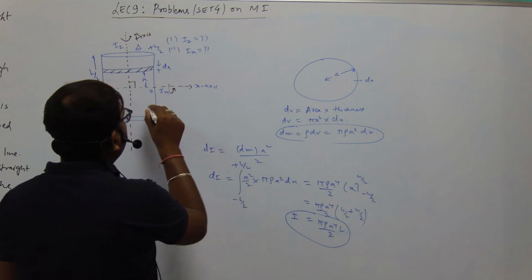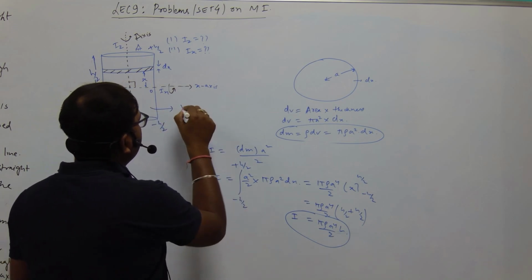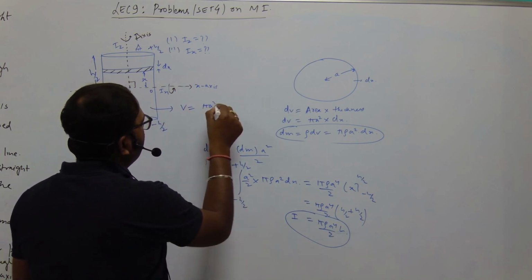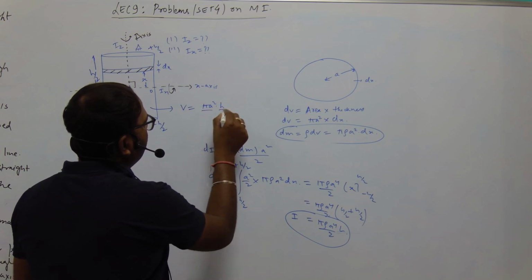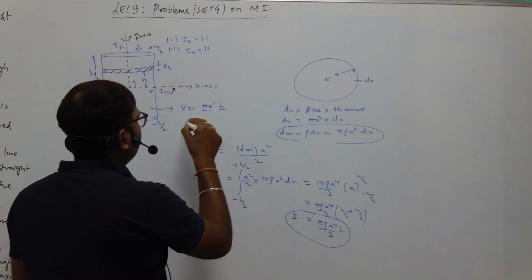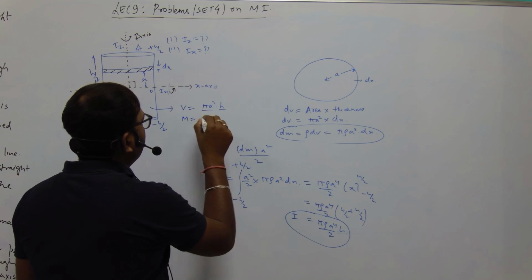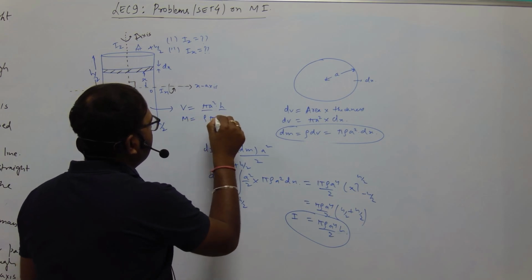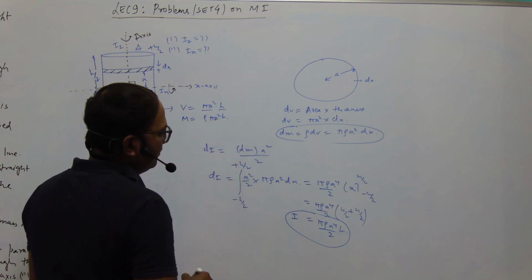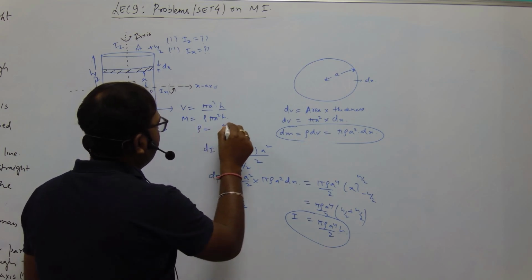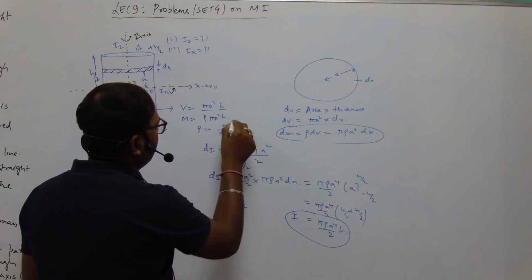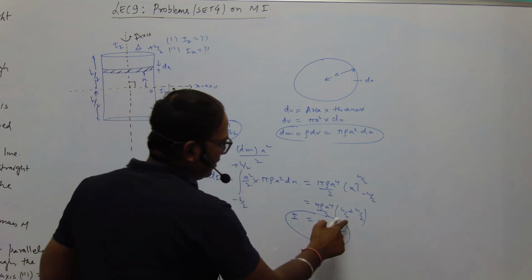So the volume of this cylinder is equal to πa² into h. This is area into height, which is the volume. So what will be the mass? Mass is equal to rho times the volume, so rho times πa²h. Okay, so we have rho is equal to m upon πa²h. This is our density.